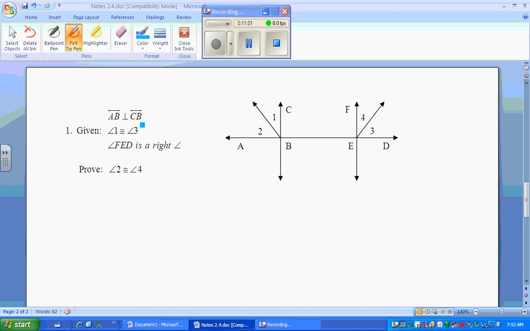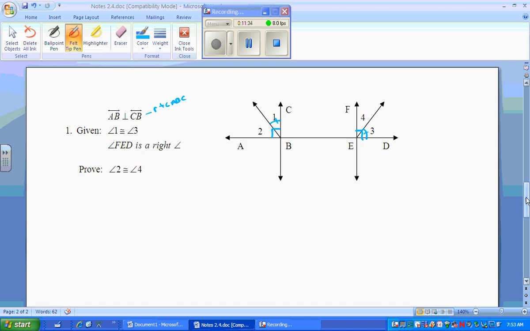Let's start out with AB is perpendicular to CB. So what does that mean? Perpendicular causes a right angle. So if you need to give yourself a little hint besides just drawing on the picture, you can say, oh, right, so we're going to get a right angle at ABC. So you know what you're going to use in your proof. Angle 1 is congruent to angle 3, and then FED is a right angle. So we want to prove 2 and 4 are congruent. Oh, great, that is right, because these are both right. These are the same number, so that means the leftovers have to be the same number.